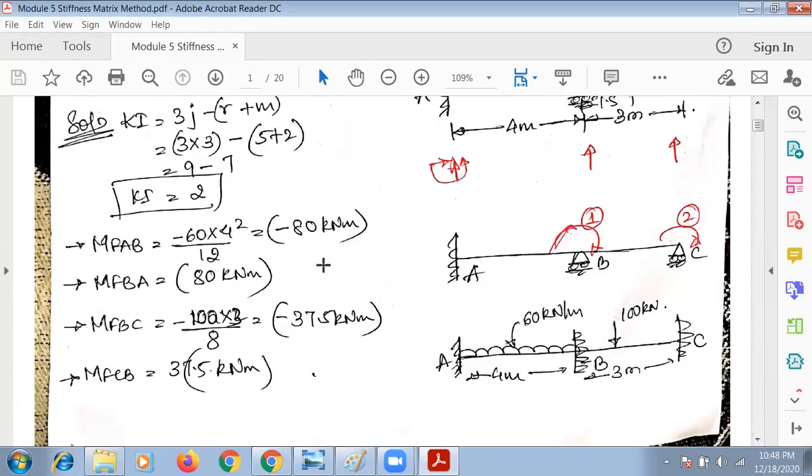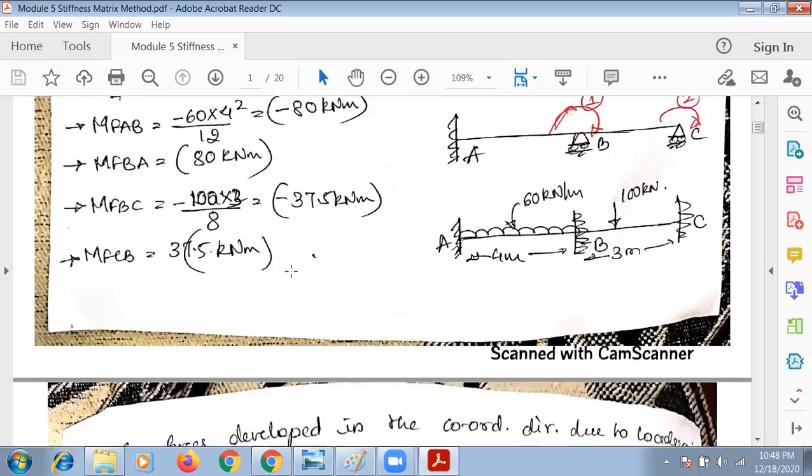That is MFAB, and then it is again UDL, so it is WL square by 12, MFBA is plus WL square by 12. MFBC is WL by 8 and MFCB is plus WL by 8. Find the fixed end moments. The main important thing is finding this kinematic indeterminacy and showing here. And it's very important you mark this here, that is 1 and 2. We'll be using this further.